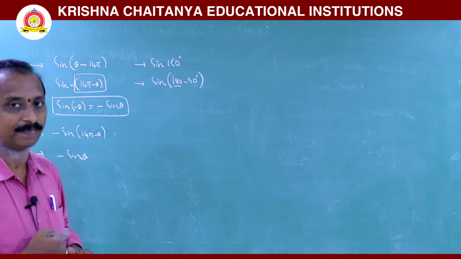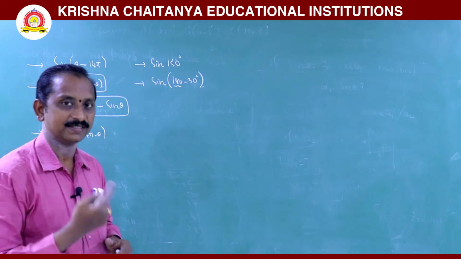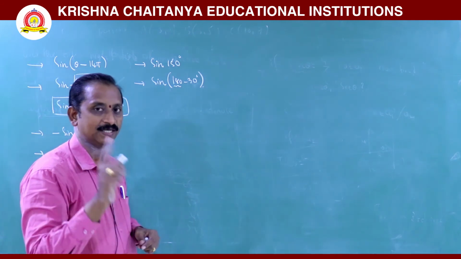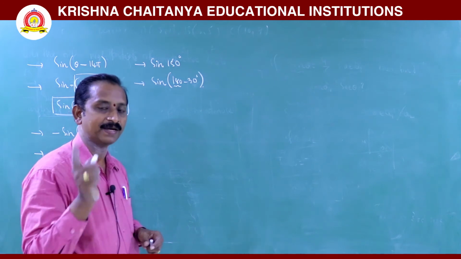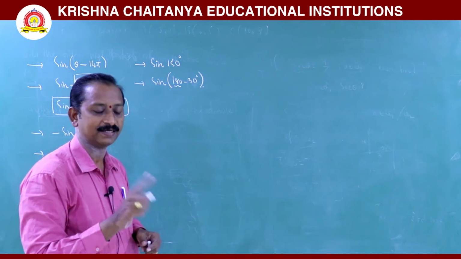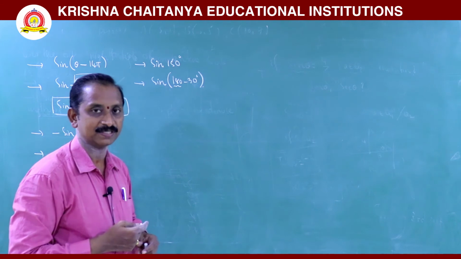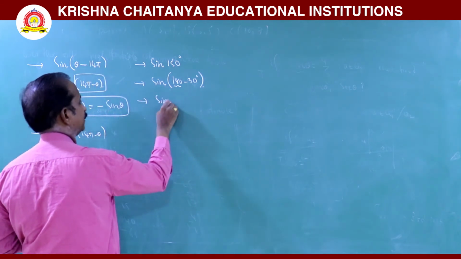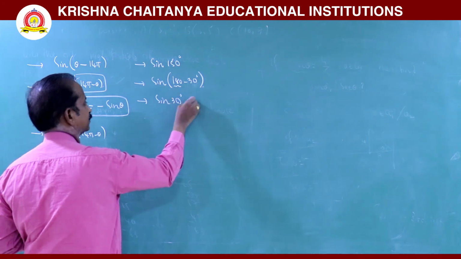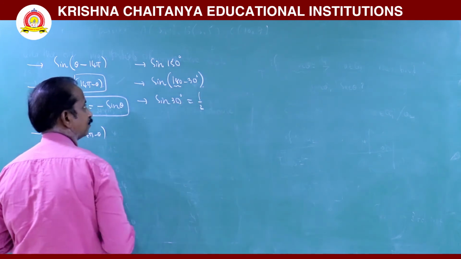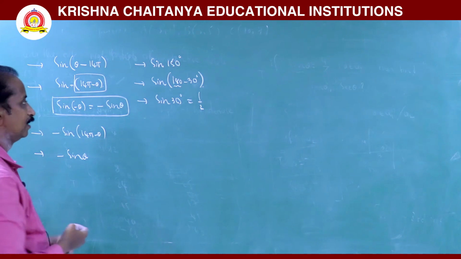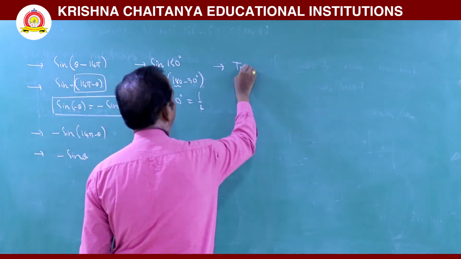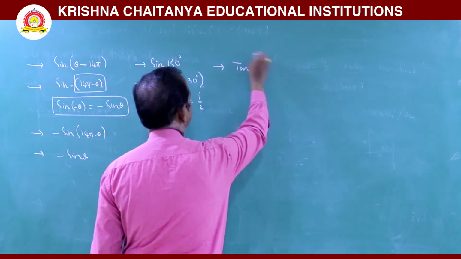So, odd number of pi minus theta lies in the second quadrant, sine is positive, and at an allied angle, the trigonometric ratio does not change. So, it is nothing but sine 30 degrees. We know that sine 30 degrees is 1 by 2. Now, we can calculate the value of tan of 225 degrees.